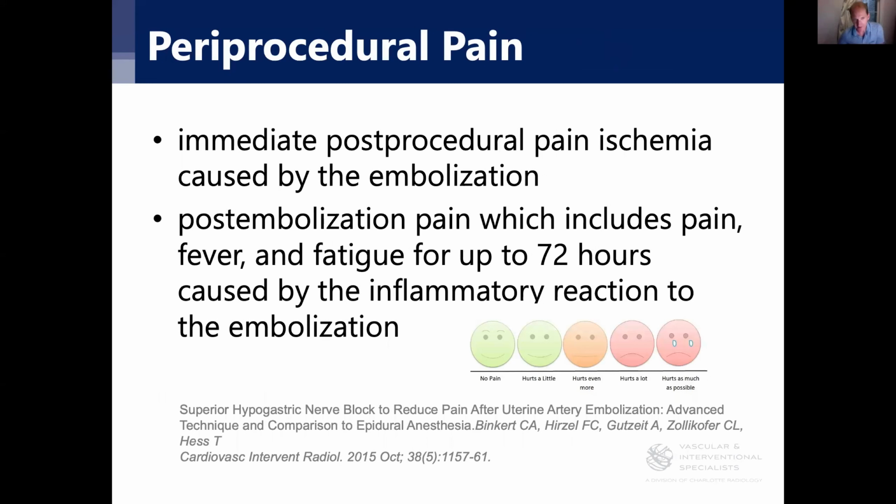So, periprocedural pain. Like I said, uterine artery embolization used to be notorious for pain afterwards. And really, pain is broken down into two things: the immediate post-procedural pain caused by ischemia from the embolization, and then post-embolization pain, which is really inflammation. Once these cells start to die, it causes an inflammatory response that causes pain and fever. And these are really different. And there are different ways we can now control both the ischemic pain and the post-embolization pain.